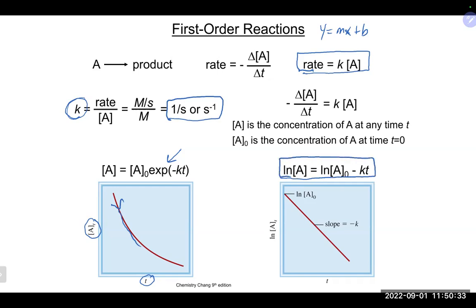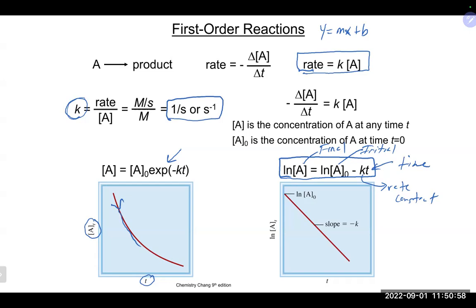This is the natural log of A, which is like your final concentration, is equal to the natural log of A naught, which is like your initial concentration. K is your rate constant. And t here is time. So not temperature, it's actually time in this particular case.